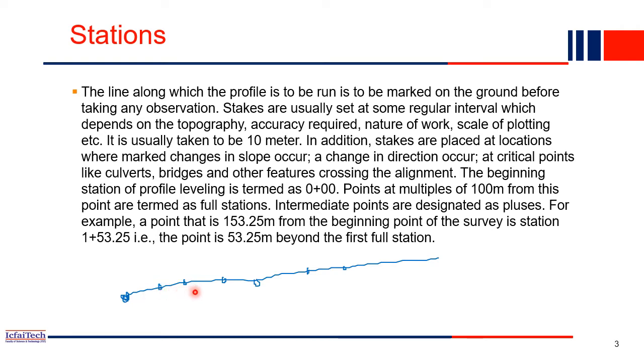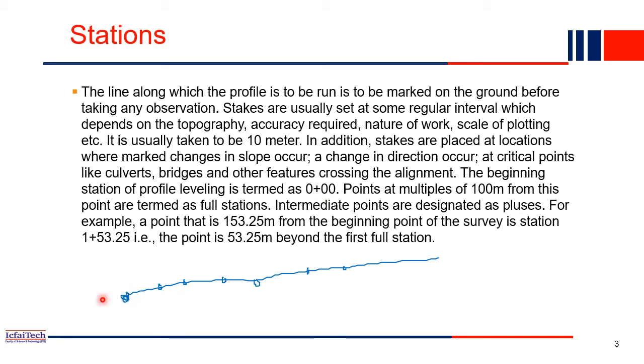So every 10 or 15 meters, the stakes are usually set at some regular interval which depends on the topography, accuracy required, nature of work, scale of plotting, etc. It is usually taken as 10-meter. Normally we take 10-meter, and every 100-meter, one big station we call a full station. So these 10-meter stations we call intermediate stations, whereas every 100-meter or so one station we call a full station.